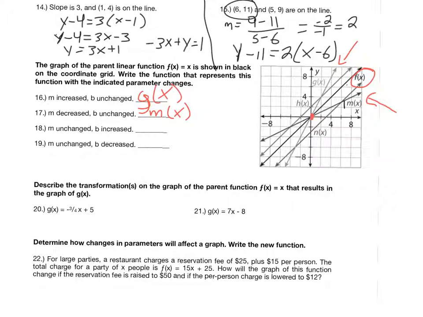Next is m unchanged. The slope is the same, but b is increased. That's just going to shift our y-intercept up. And there's only one line that has a shift upwards, but with the same slope, and that's h of x. Okay, and then m unchanged, b decreased. So we're going to shift down. If our y-intercept was originally 0, we're going to shift down. There's only one line here that has a y-intercept that's shifted down but has the same slope, and that would be n of x.